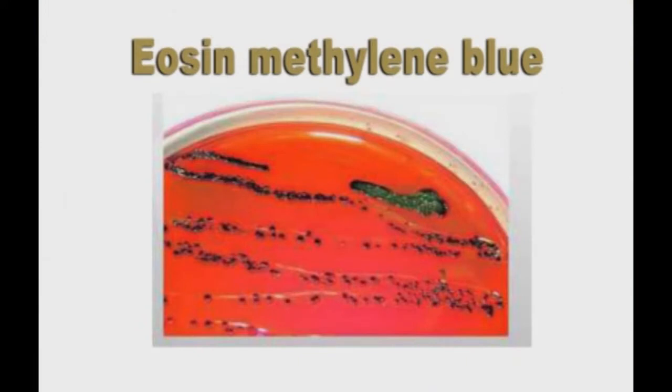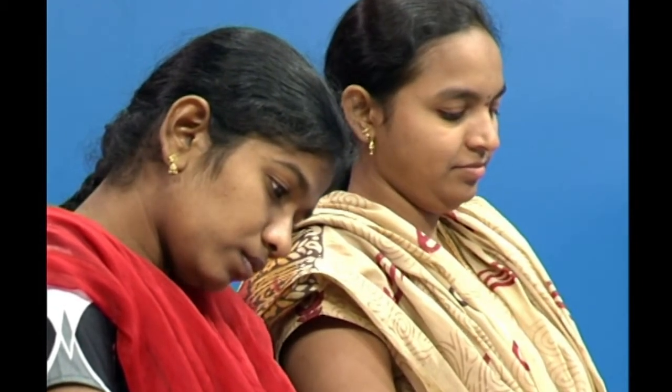EMB is a differential medium. Eosin and methylene blue combine to yield a distinctive coloration pattern for coliform bacteria. The presence of bile and brilliant green in BGLBB make this medium selective for gram-negative bacteria. A confirmed test is positive when colonies with a green metallic shine form on EMB and gas occurs in BGLBB.